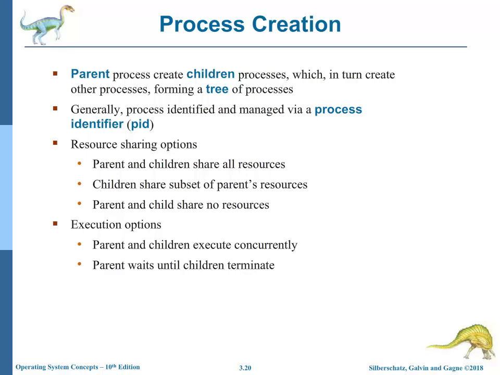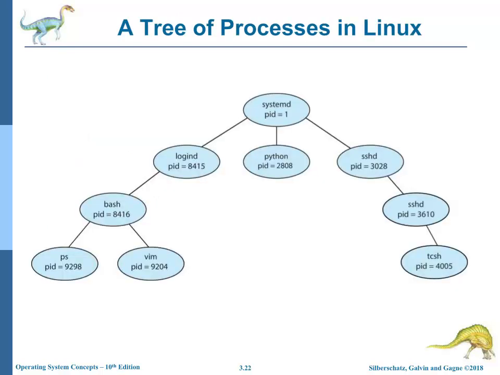The parent process and the children processes can share all resources, or the children only share a subset of the parent's resources, or the parent and the children don't share any resources. For the execution, the parent process and the children processes can execute concurrently, or the parent must wait until the children terminate. This figure illustrates a typical process tree for a Linux operating system.